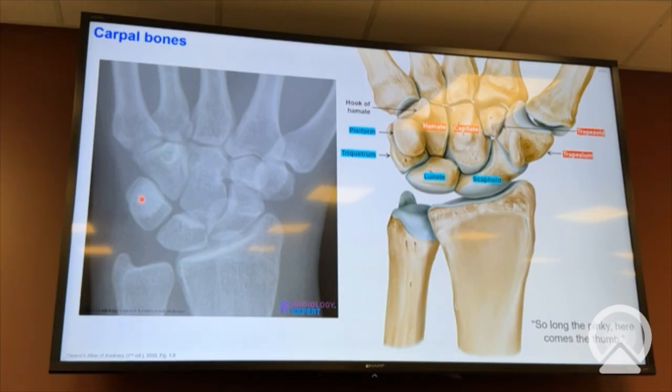Pisiform means pea shape, so it's kind of shaped like a pea. Everyone knows what a pea is. Your parents make you eat these growing up. I'm sorry. So pisiform. So that's the first row: scaphoid, lunate, triquetrum, pisiform.